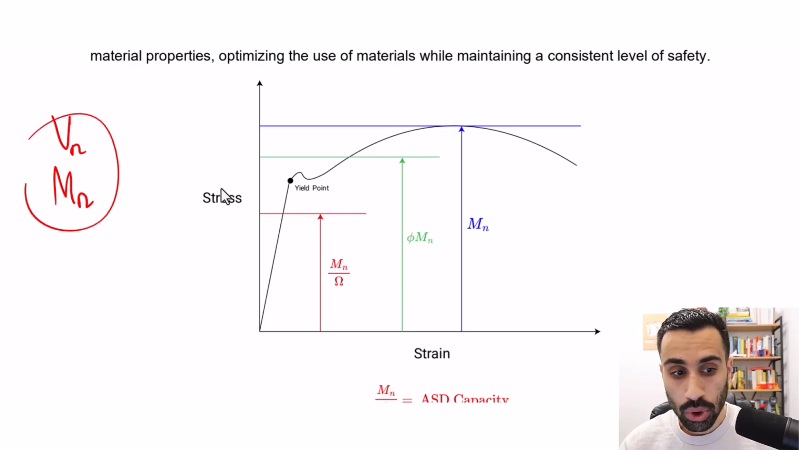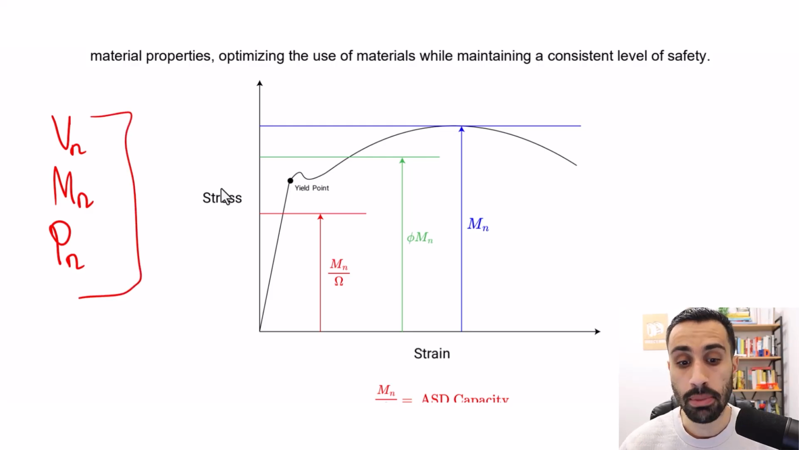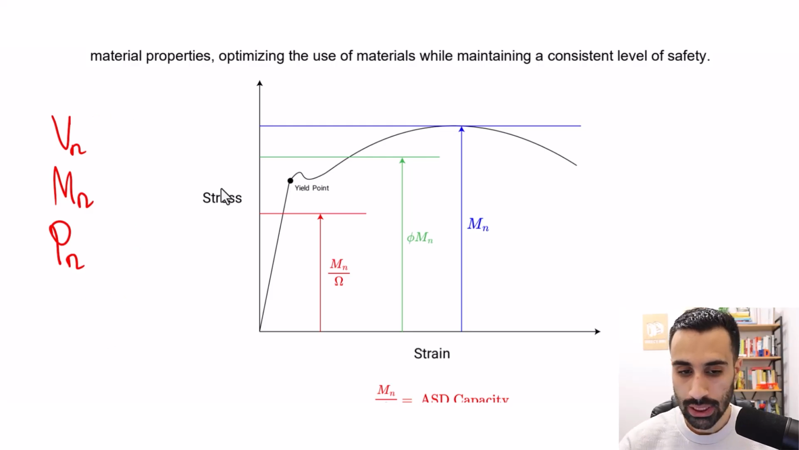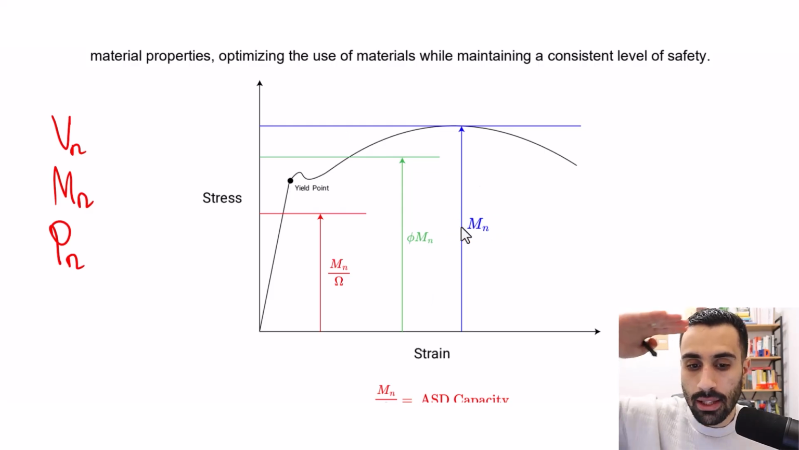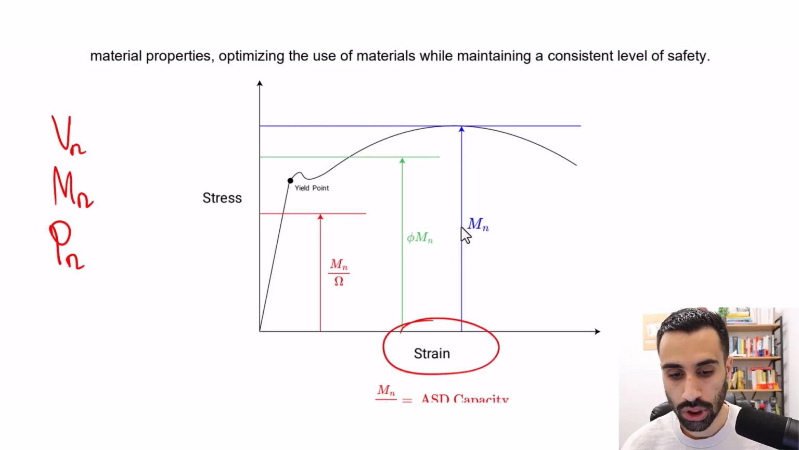Then we can also have the Pn. Pn is the one where the P is for compression. We see that in steel design and also concrete design. So that's going to be the design compressive strength, design compressive capacity. And all of these, keep in mind, are nominal. So what this graph is showing here is we start with Mn. That's going to be the ultimate strength. So it goes on the stress versus strain diagram.